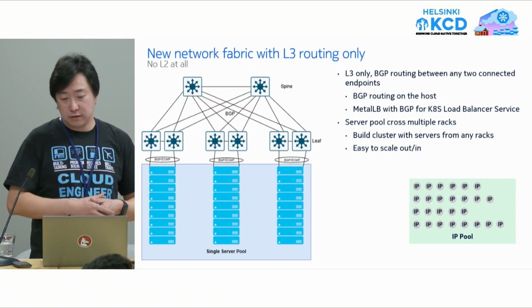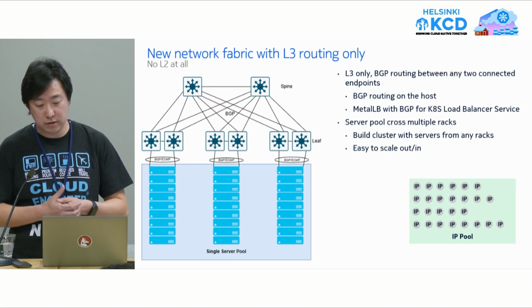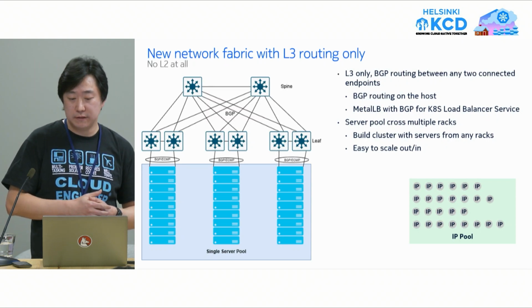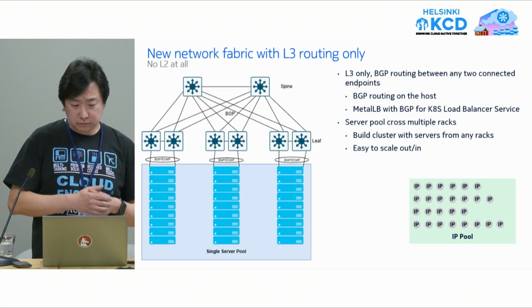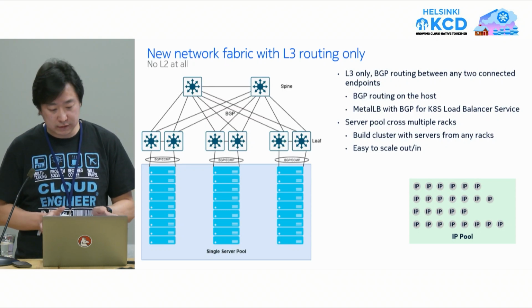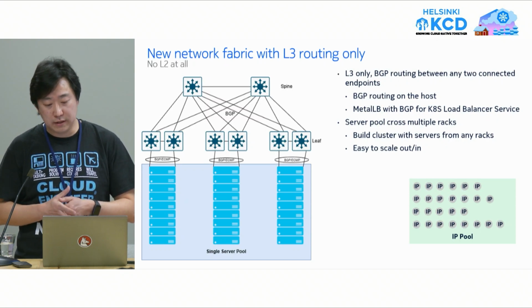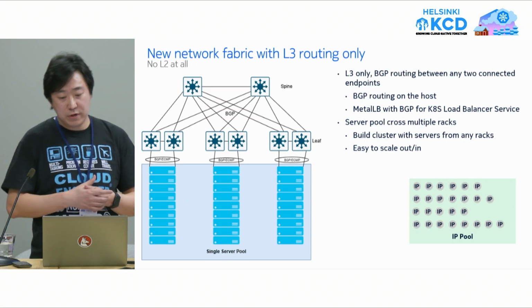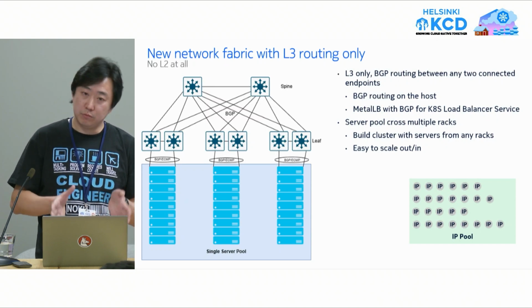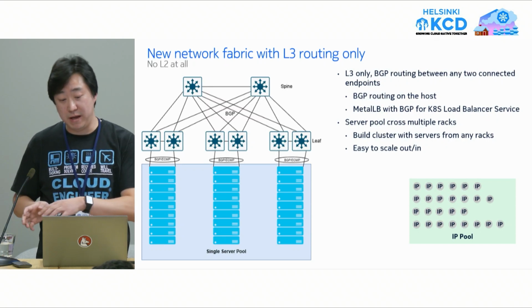More detail on that in coming slides. We have also MetalLB running with BGP mode, providing the Kubernetes load balancer service. By doing so, we can have a server pool across multiple racks, since every node is a BGP speaker independently. That also brings the benefit of the IP. IP become portable. We can have a common IP pool. The IP and server together can be allocated on demand and released on demand.